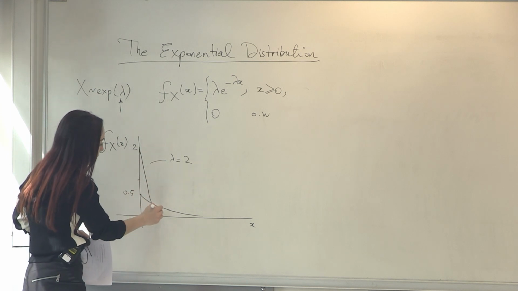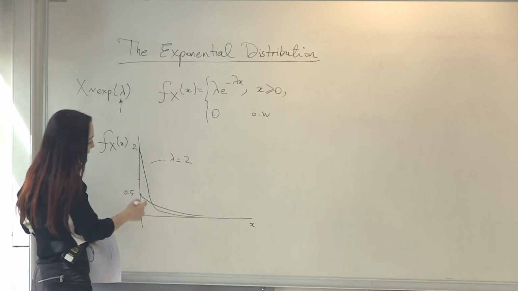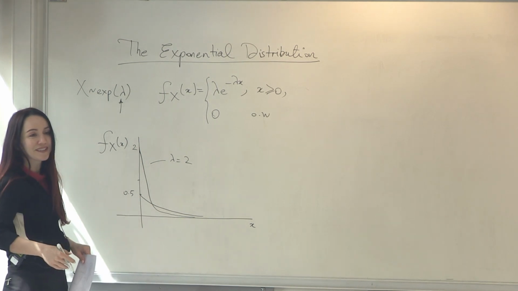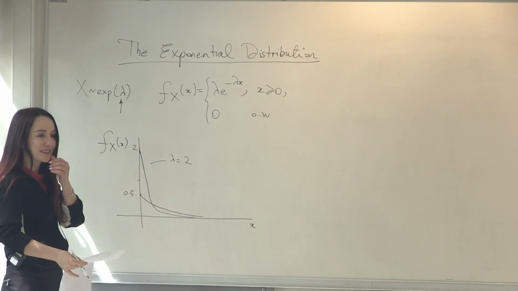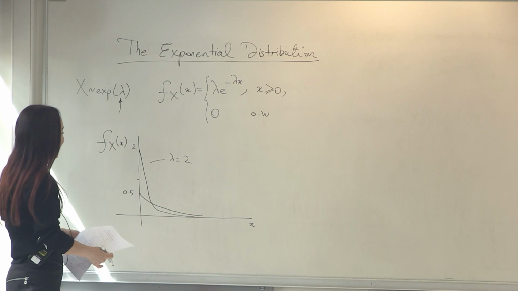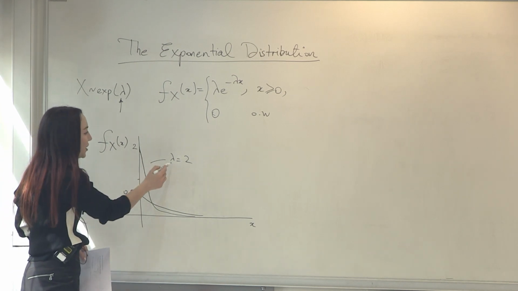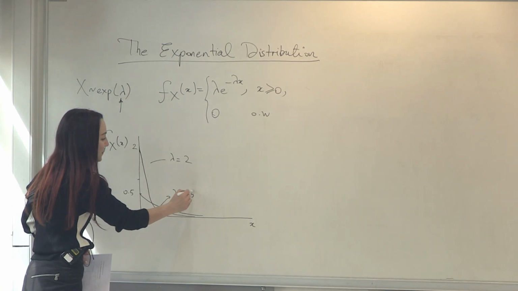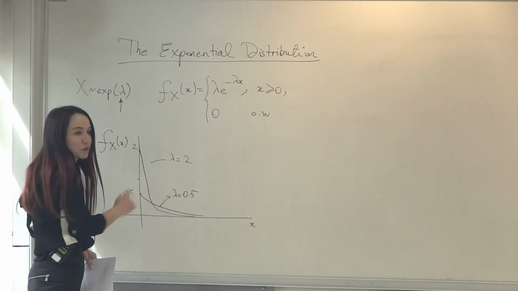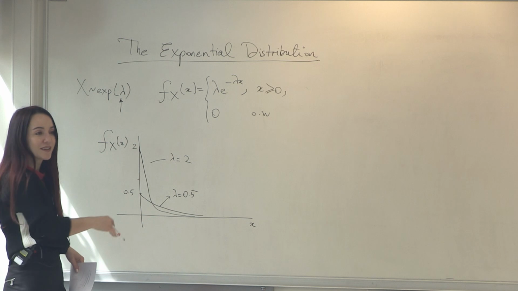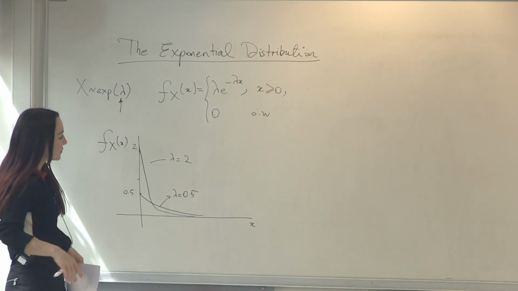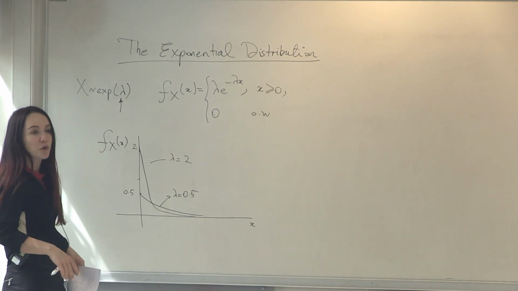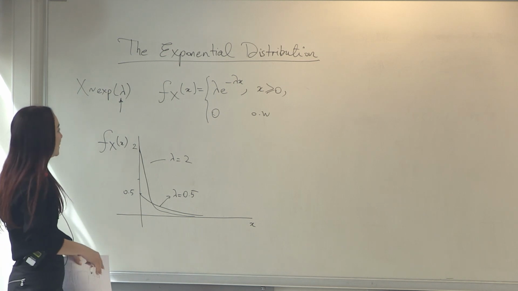So, as you can see, my drawing is not exact. There's an exact drawing in the lecture notes, but the one with the larger lambda is going to decay faster. Lambda equals 2, lambda equals 0.5. I suggest you also try drawing some of these curves on your computer and see how they look.